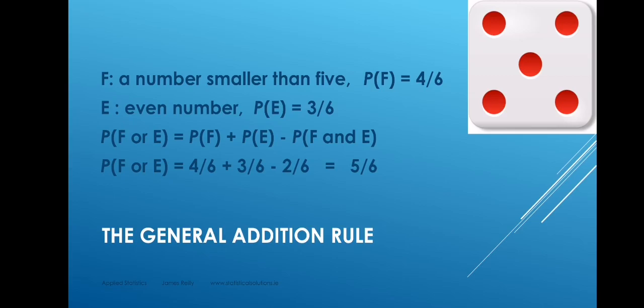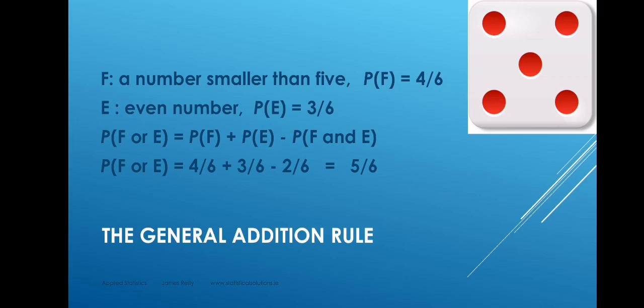that a number smaller than 5 occurs, and the probability of F is 4 over 6. E denotes the event that an even number arises, and of course the probability of E is 3 over 6. The probability of F or E is the probability of F plus the probability of E minus the probability of F and E, which is 4/6 plus 3/6 minus 2/6, giving us an answer of 5/6.